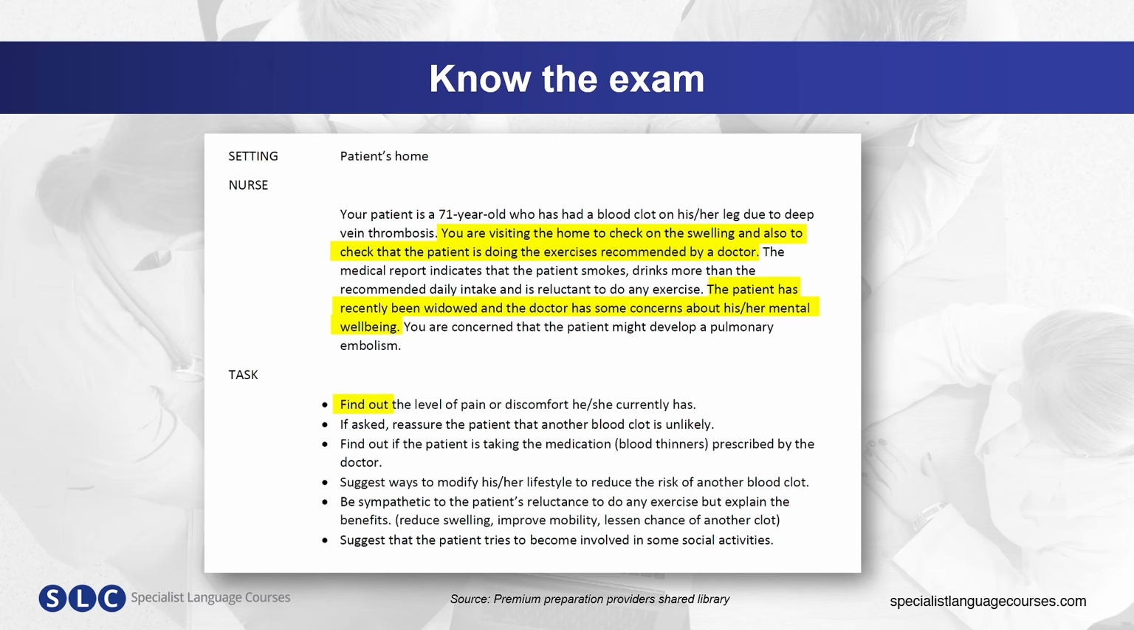Find out the level of pain. Reassure the patient that another blood clot is unlikely. Find out if they have been taking their medication. Suggest ways to modify their lifestyle. Be sympathetic to their reluctance, and suggest they become involved in some social activities.